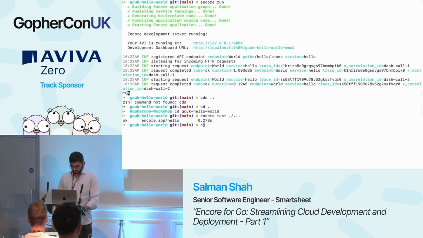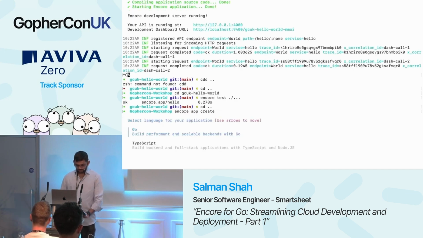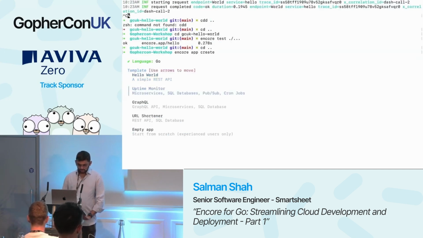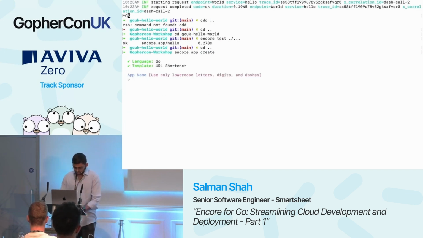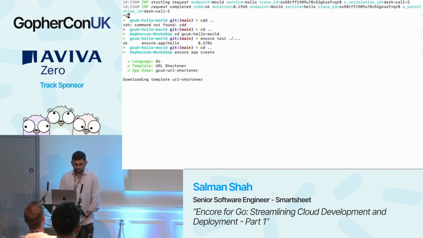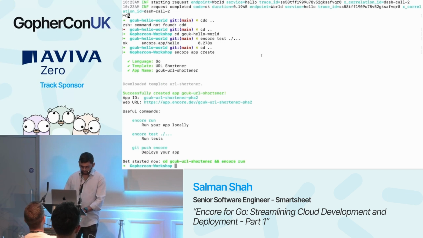Let's move on, we have time, to encore app create. Before this, is anyone finding any issues following? People who are coding along, hopefully it should be straightforward. Okay, let's do this. Let's select Go, and then URL shortener. Let's call it GCUK URL shortener. Just waiting. All right, awesome.